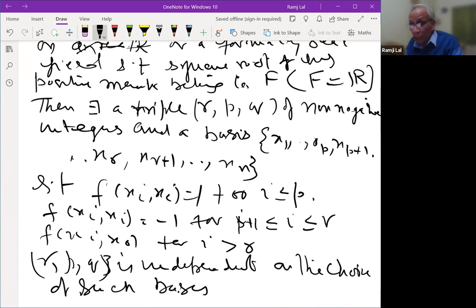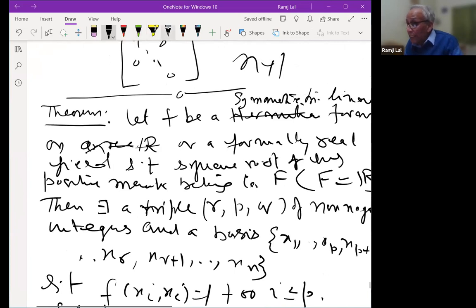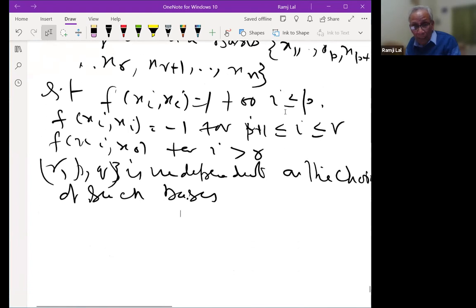So that is the theorem which I wish to prove. The theorem is that F is a symmetric bilinear form on a formally real field, so that the square root of every positive member of F exists in that field. Then there exists a triple of integers R, P, Q, where P plus Q is R, and such that for the first P it is 1, for the next Q it is -1, and afterwards it is 0.